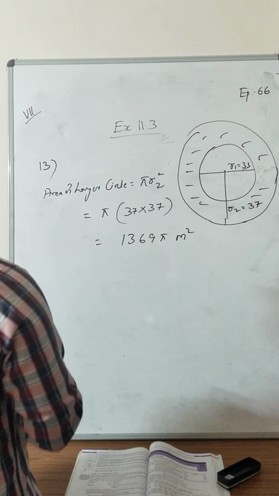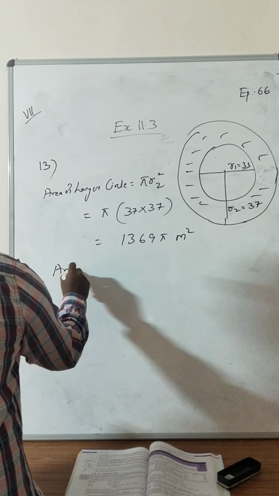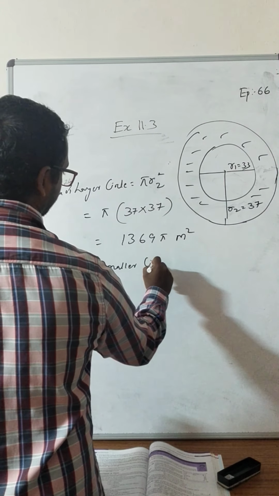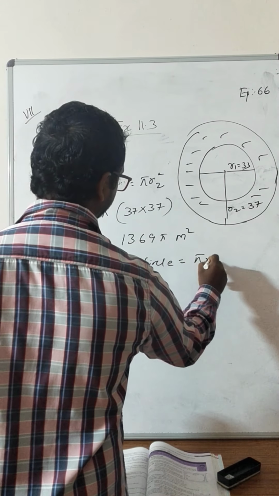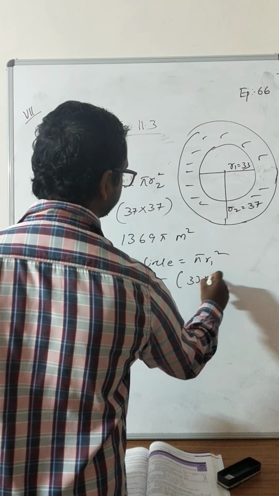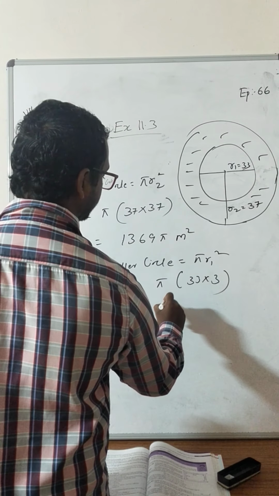Now see here, the area of the smaller circle is pi r1 square. Again, keep the pi as it is, and 33 into 33. So 33 into 33 is how much?